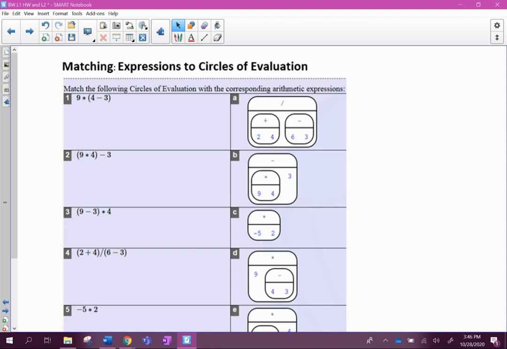All right, welcome back. So today we're going to start off with a little bit of matching. What I want you guys to do is take a couple minutes and see if you can match the circle of evaluation with its corresponding arithmetic expression. Okay, so take a couple minutes and see if you can match these. There's 5 of them. And once you're done with your matching, come back and check your answers.